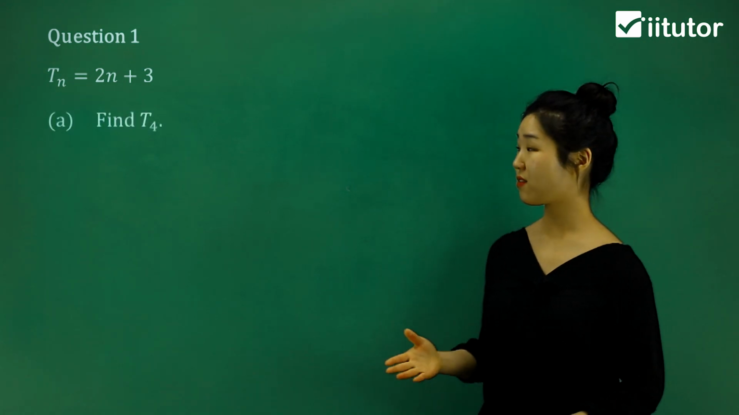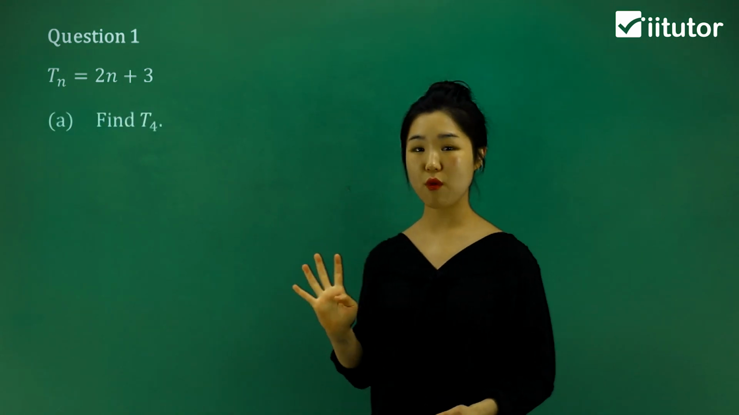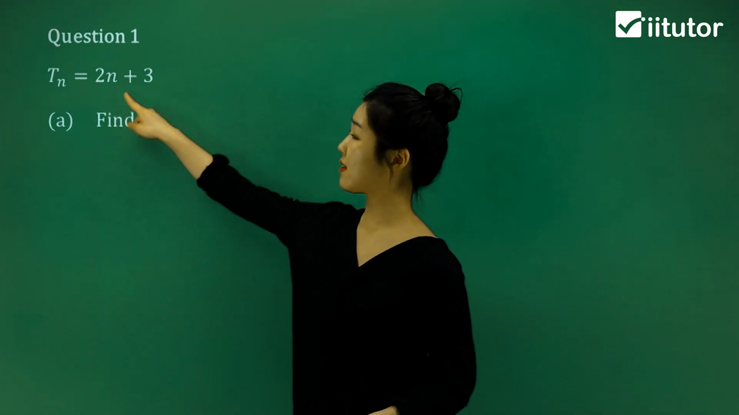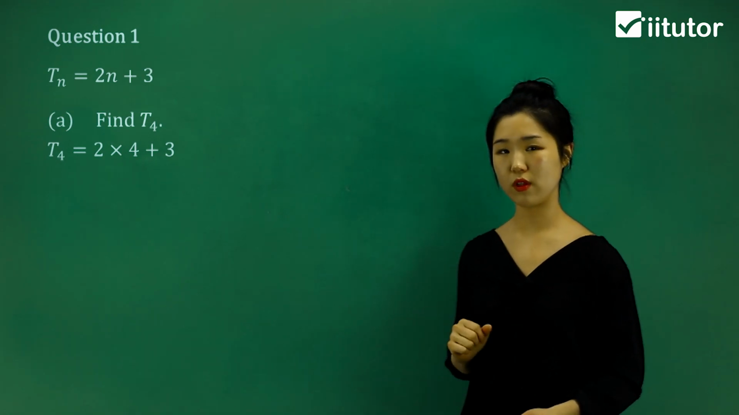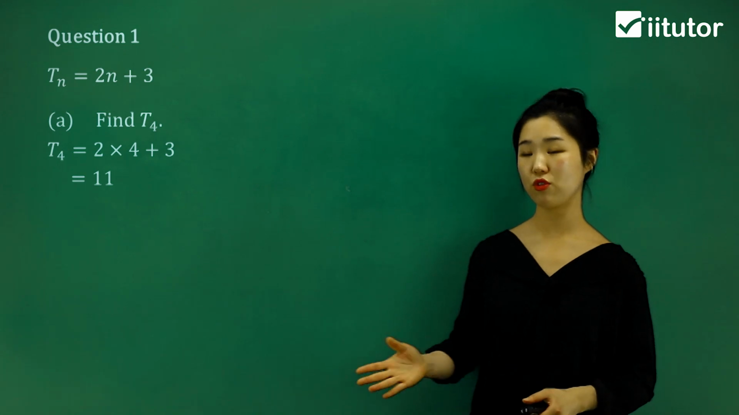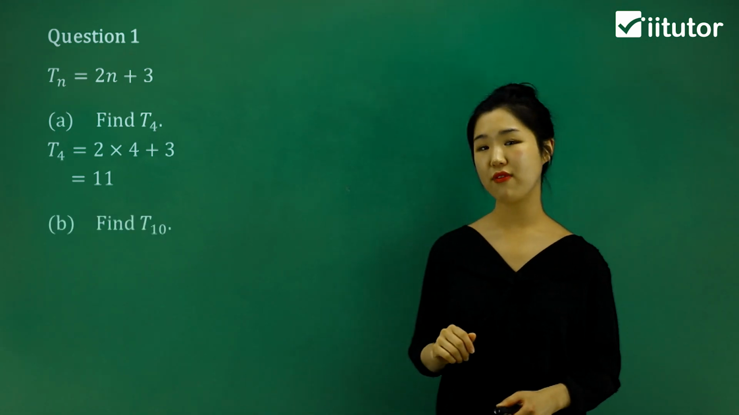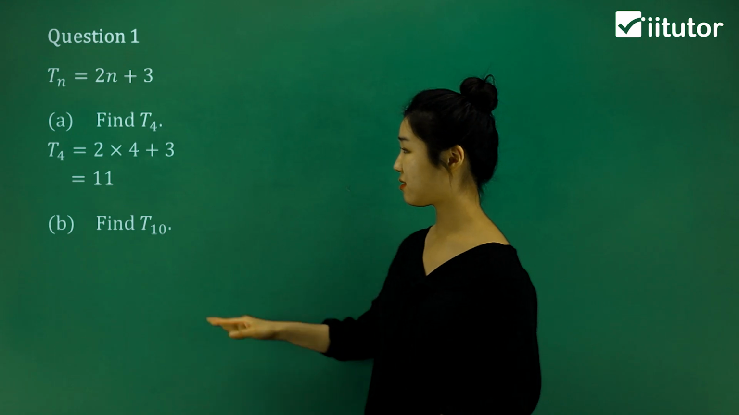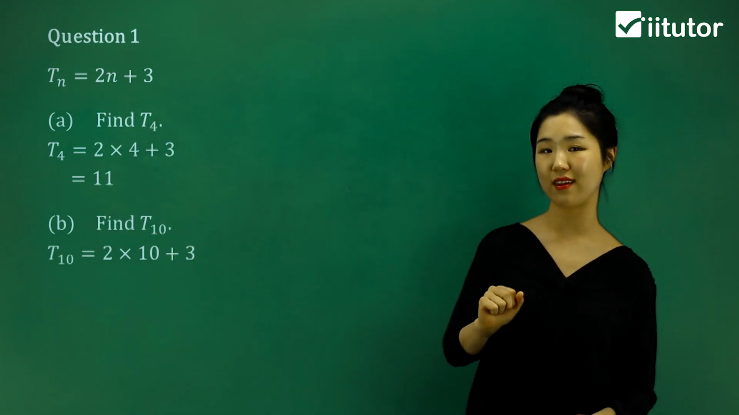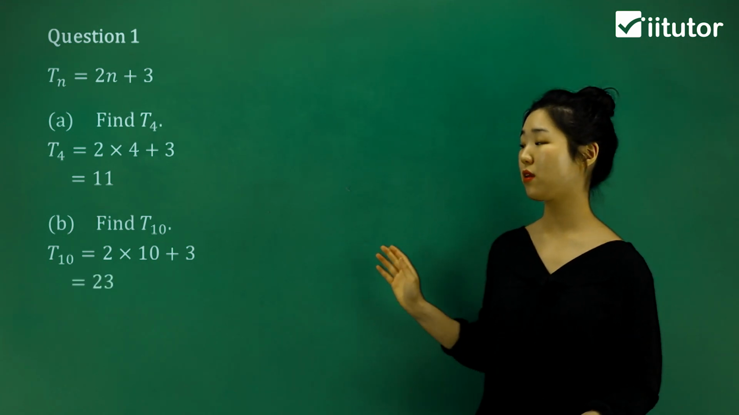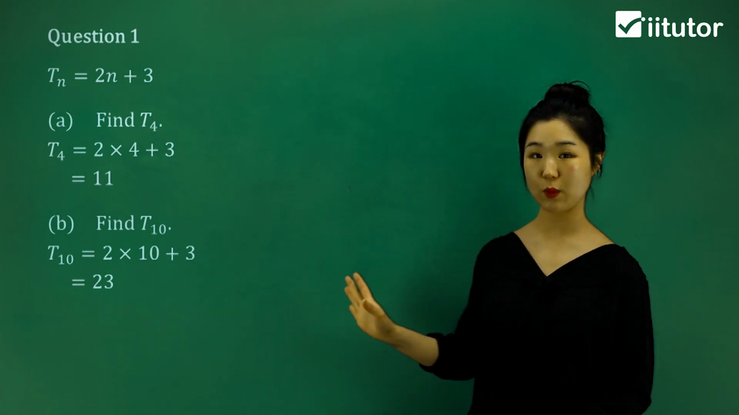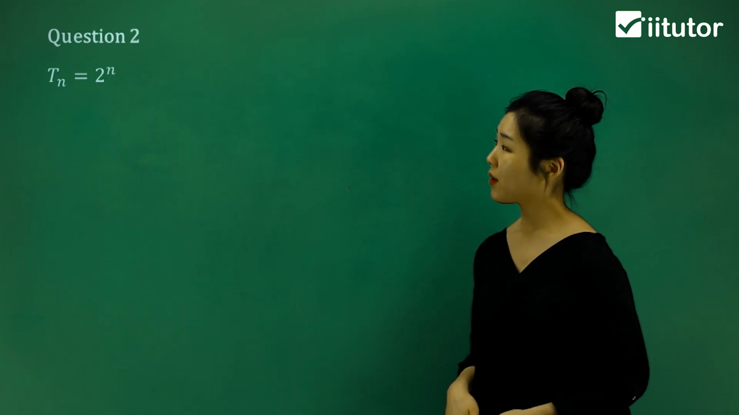So for question 1, it says find T4, which means find the 4th term, which means n. See how the n is replaced with 4? You replace this n with 4 as well. So 2 times 4 plus 3. 2 times 4 is 8. Plus 3 is 11. So that is the 4th term, which is this T4 here. Now I want to find T10. As simple as doing this one as well. Just sub in 10 into your n. So T10 is 2 times 10 plus 3. 2 times 10 is 20, plus 3 just simply gives us 23. That will be the 10th term of the sequence. Make sense, guys?